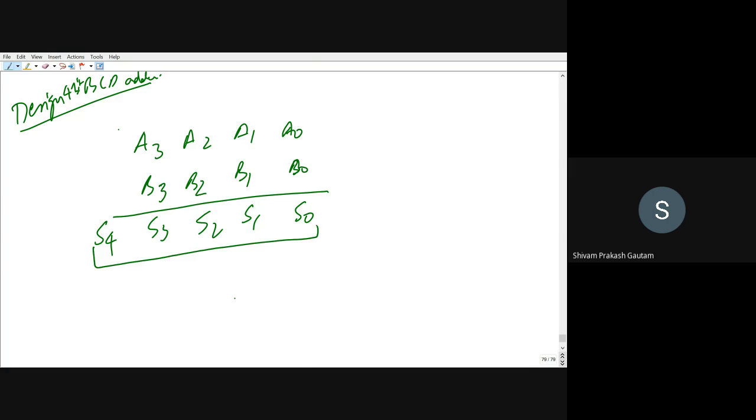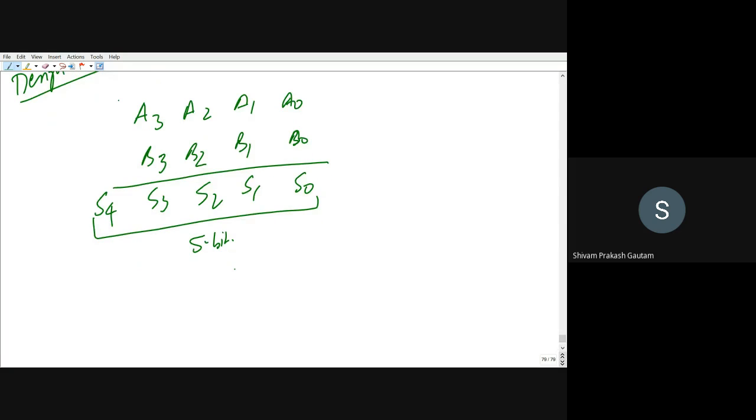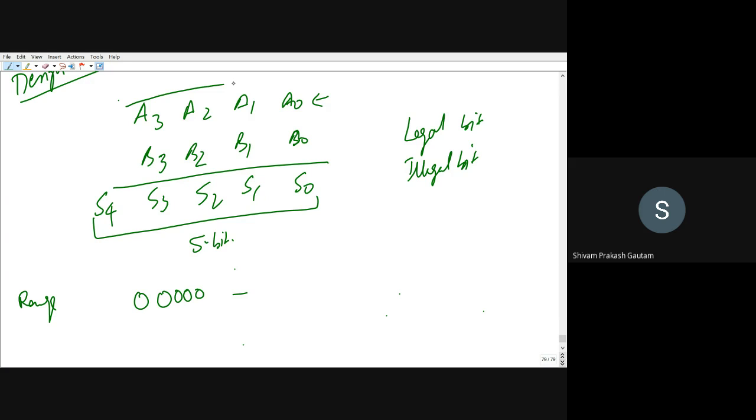So how many bits are there? 5 bits, right? In these 5 bits, we have to classify what are the legal bits and what are the illegal bits. If you see zeros, what will be the range? The range can be 0000 to what will be the maximum? What can be the maximum BCD number? 9.